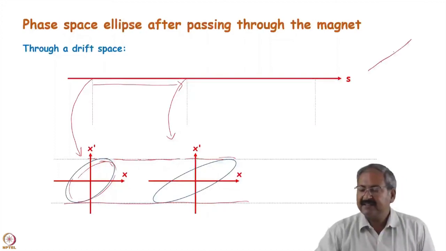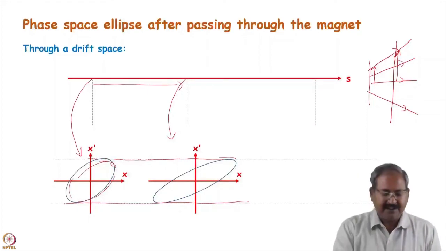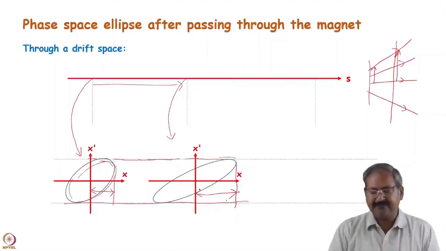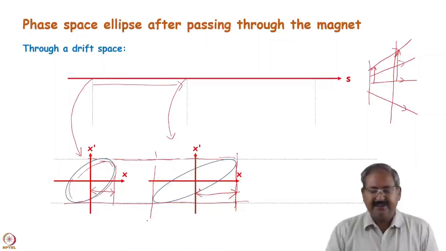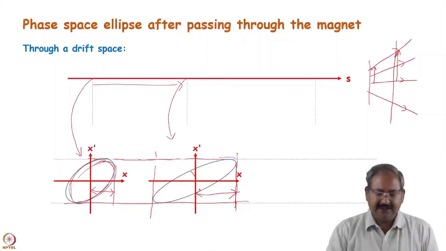But as particles are going like this, you can see that after a certain distance, the maximum amplitude may increase. Here the maximum amplitude was this, and here it has increased to this value. So the ellipse will be bounded between these points. Now draw an ellipse between these boundaries, keeping the area the same as this ellipse. Because this is now elongated, the width of this ellipse will be reduced. So this is the ellipse at this location.